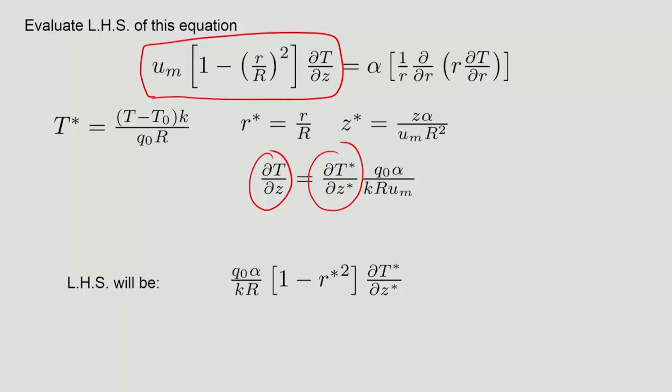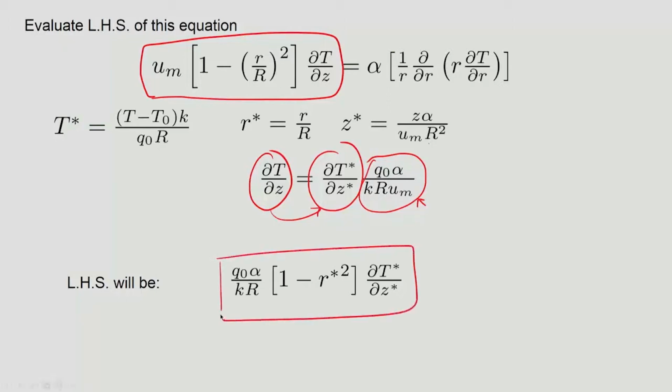So, Q naught R by K is there, and Z star has R square. So, the R and R square will cancel, and then you will get the multiplicative factor here, okay, and this becomes the factor that comes because we have done the non-dimensionalization. And when we substitute, it will get cancelled, and therefore, the LHS will come out to be in this fashion, where, for example, Q naught alpha by K into R is only present on the left hand side. So, make note of this.